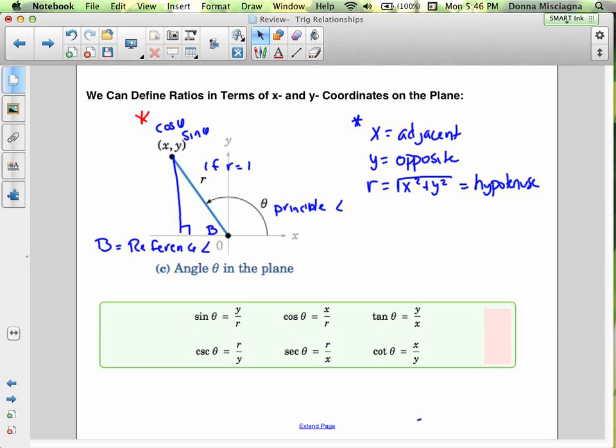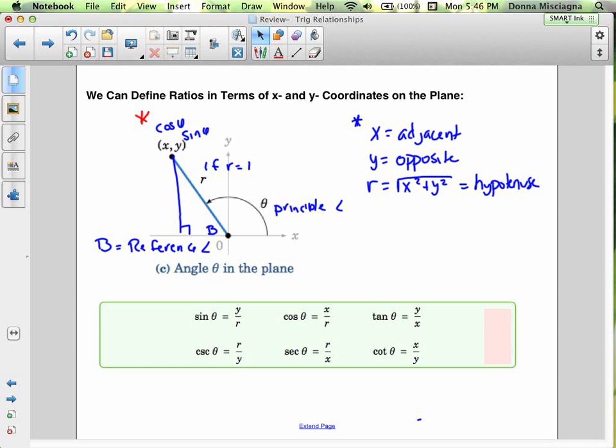Cosecant theta is r, which is the hypotenuse, over y, which is the opposite. Secant theta is r, which is the hypotenuse, over x, which is the adjacent. And cotangent theta is x, which is the adjacent side, over y, which is the opposite.